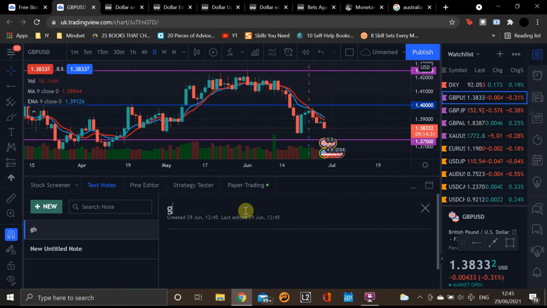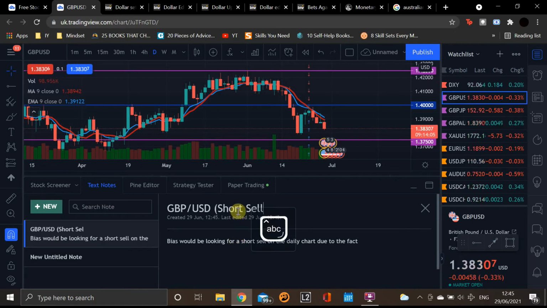GBP USD bias would be looking for a short sell on the daily chart due to the fact, short sell bias, due to the fact that the UK economy is not doing as well as the US economy.